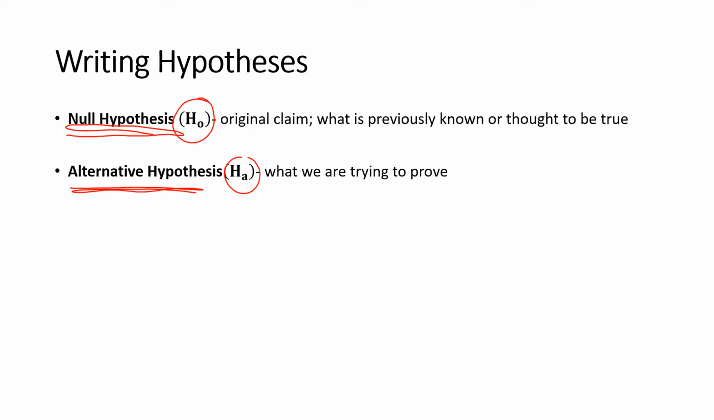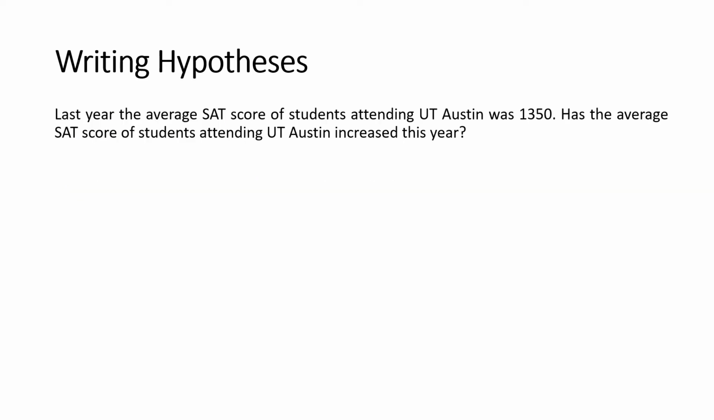So let's take a look at a few examples. Last year, the average SAT score of students attending UT Austin was 1350. Has the average SAT score of students attending UT Austin increased this year? So the null hypothesis is whatever was previously known or thought to be true. It says last year the average SAT score was 1350. This is what was previously known to be true. So our null hypothesis is that the mean for this year is the same as it was last year. We're going to assume that there was no change.